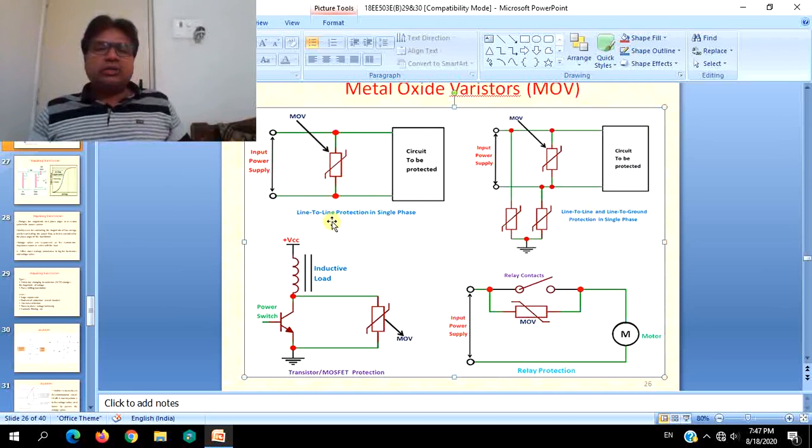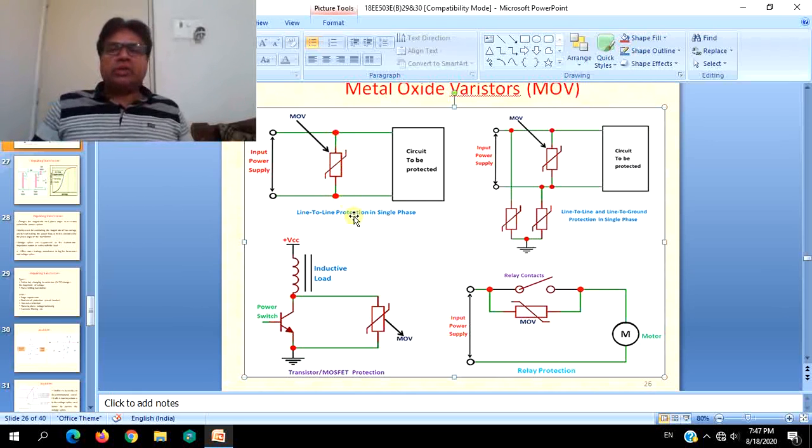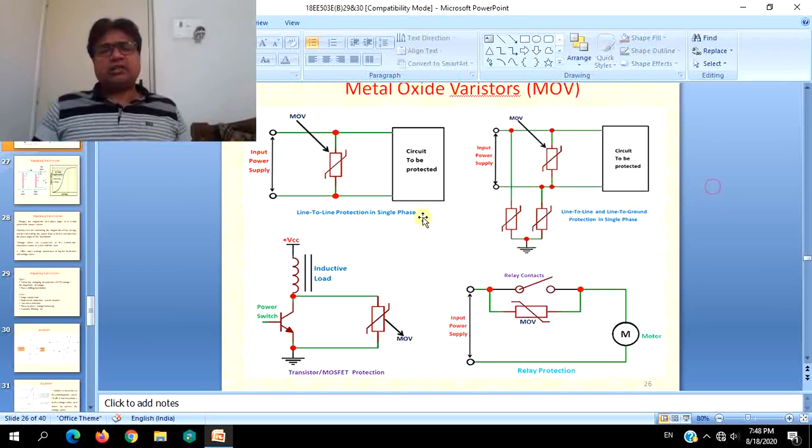This is line to line protection in single phase, and this is line to line and line to ground protection in single phase. The same load from the same single phase source. In this, protection by MOV is given only between line to line. The same is repeated over here, and also between the line and the existing ground is provided. So 3 MOVs are used in this case, and the cost and the maintenance of these MOVs is very low.